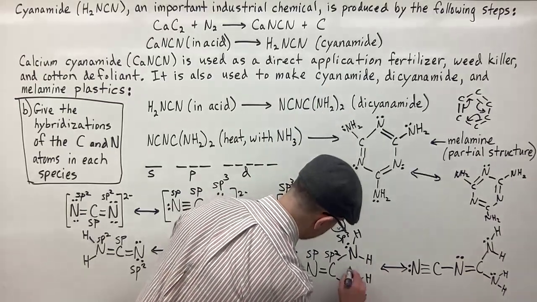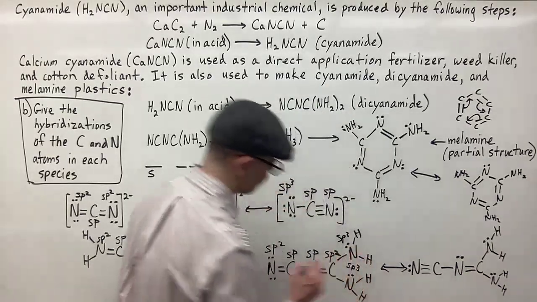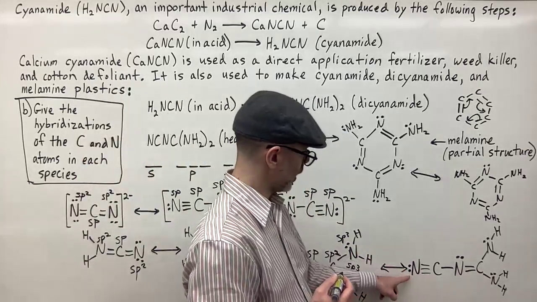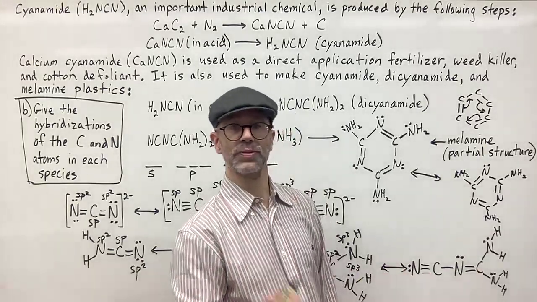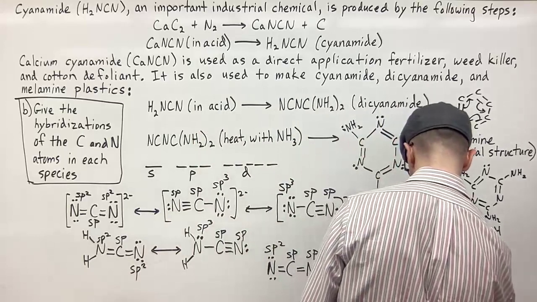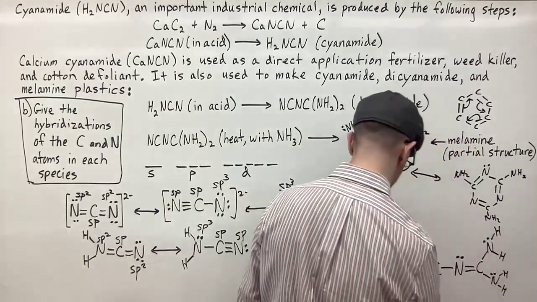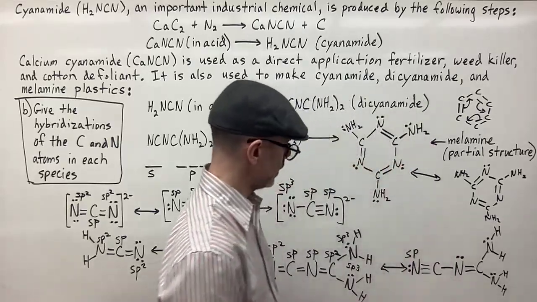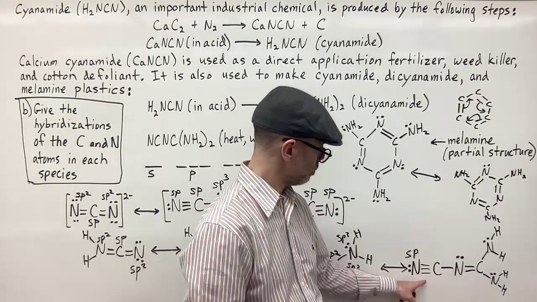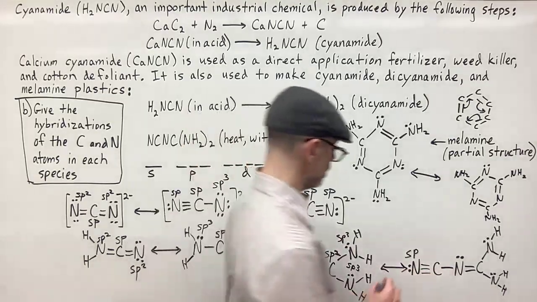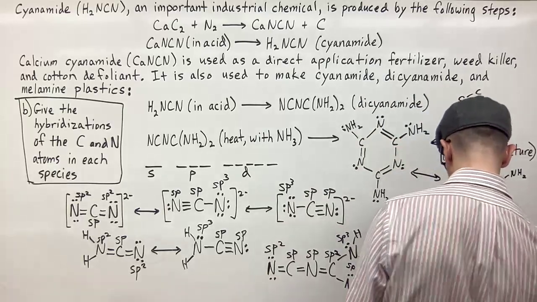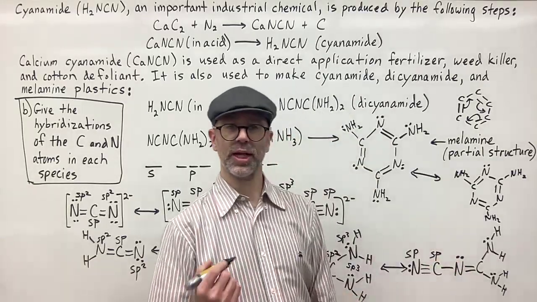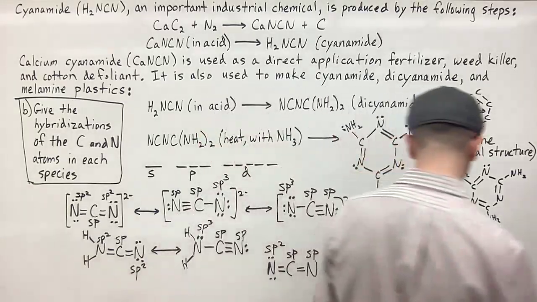And this is sp3 hybridized. Over here, I have for this nitrogen a triple bond and a lone pair, so that's 2 electron groups, sp. So sp hybridized. Here again, this carbon has a single and triple, so that's 2 electron groups, that's sp. This nitrogen has 1 single bond, 1 double bond, a lone pair. That's 3 electron groups. That's s, p, p. So sp2 hybridized.